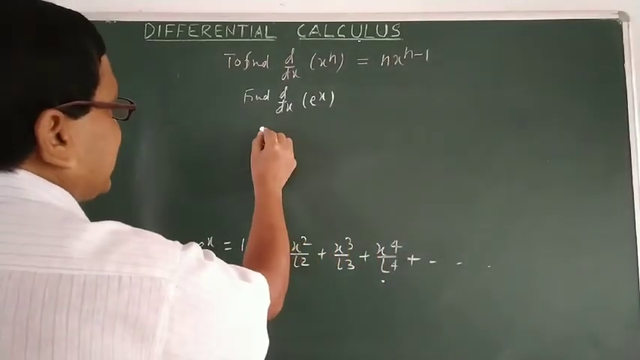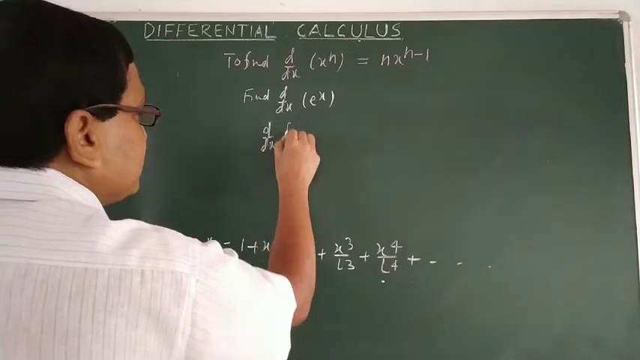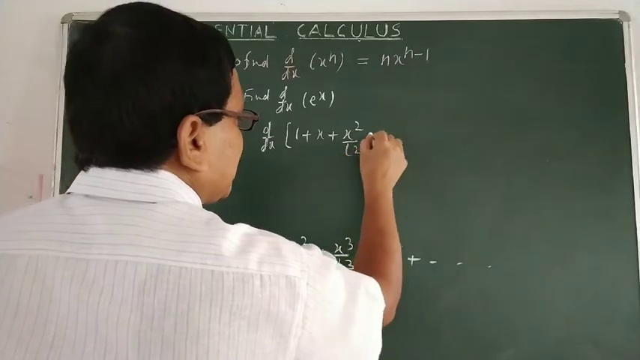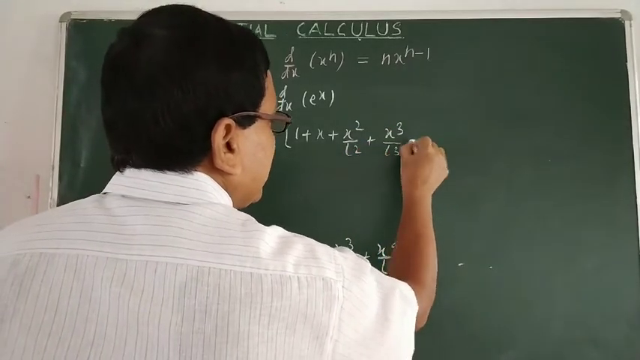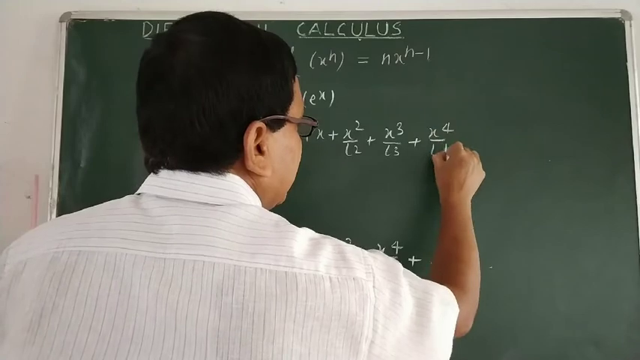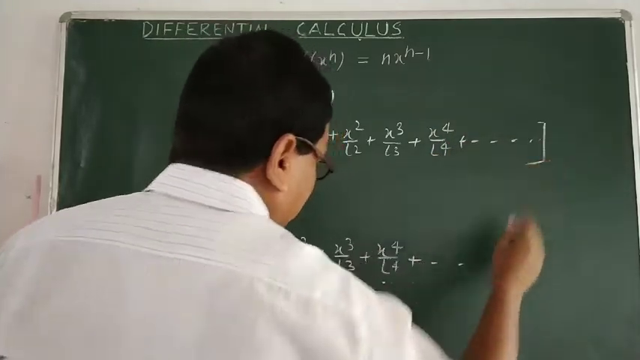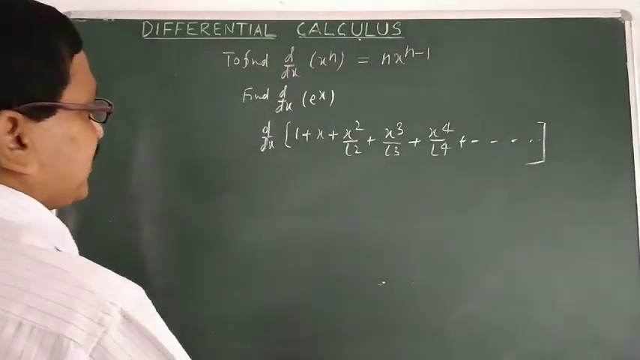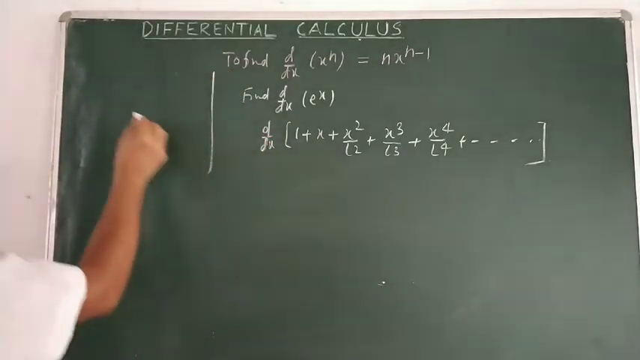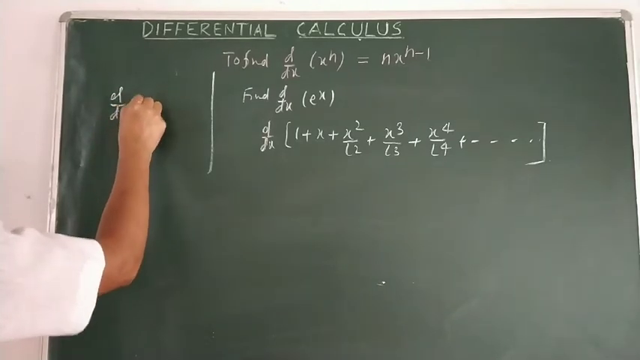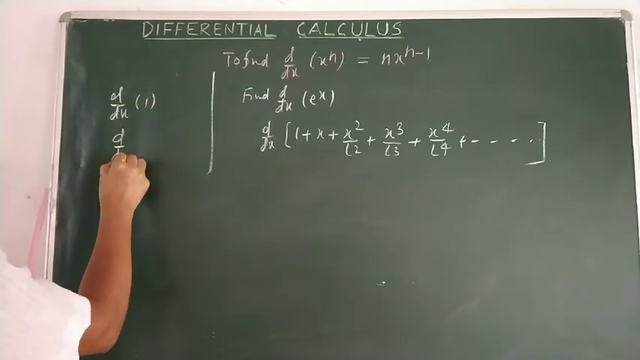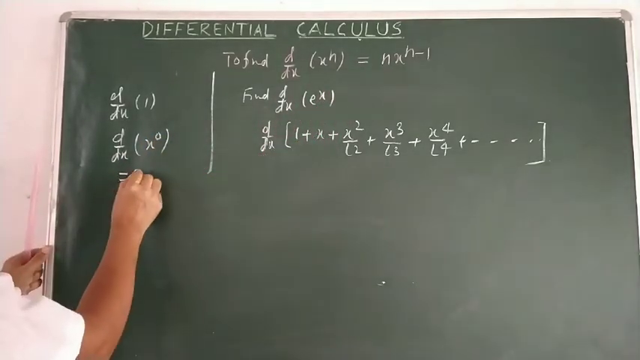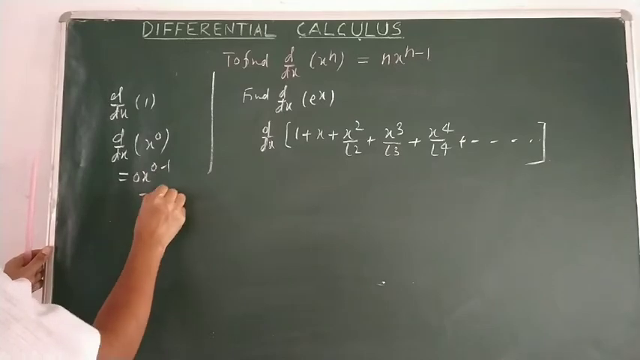Now write here d by dx of (1 plus x plus x square by factorial 2 plus x cube by factorial 3 plus x^4 by factorial 4 plus ...), it will go up to infinity. This is the expansion of e to the power x. Now differentiation of 1, just see d by dx of 1. This can be written as d by dx of x to the power 0. By this formula, this is 0 times x^(0 minus 1), which is equal to 0.